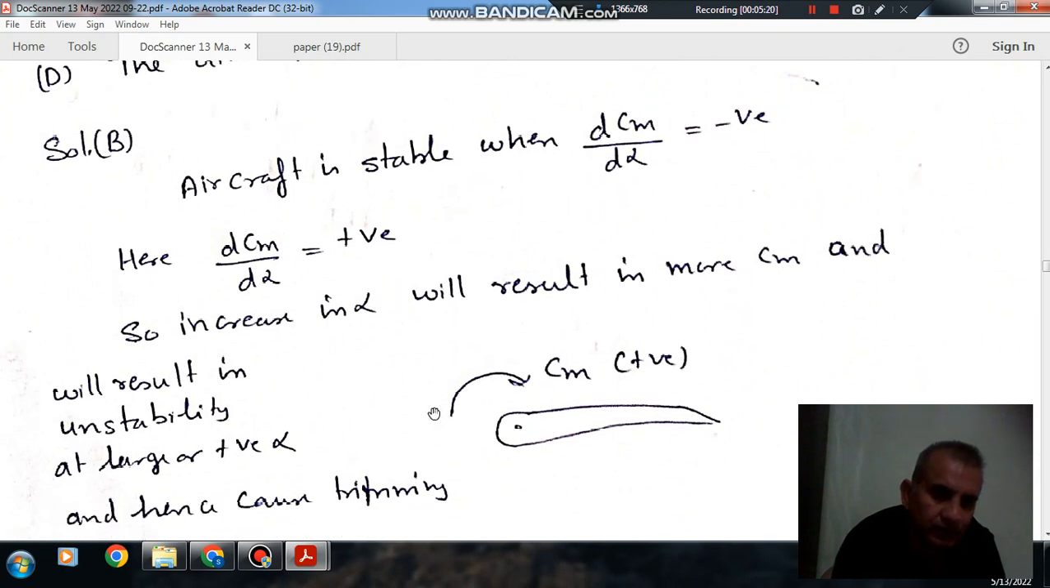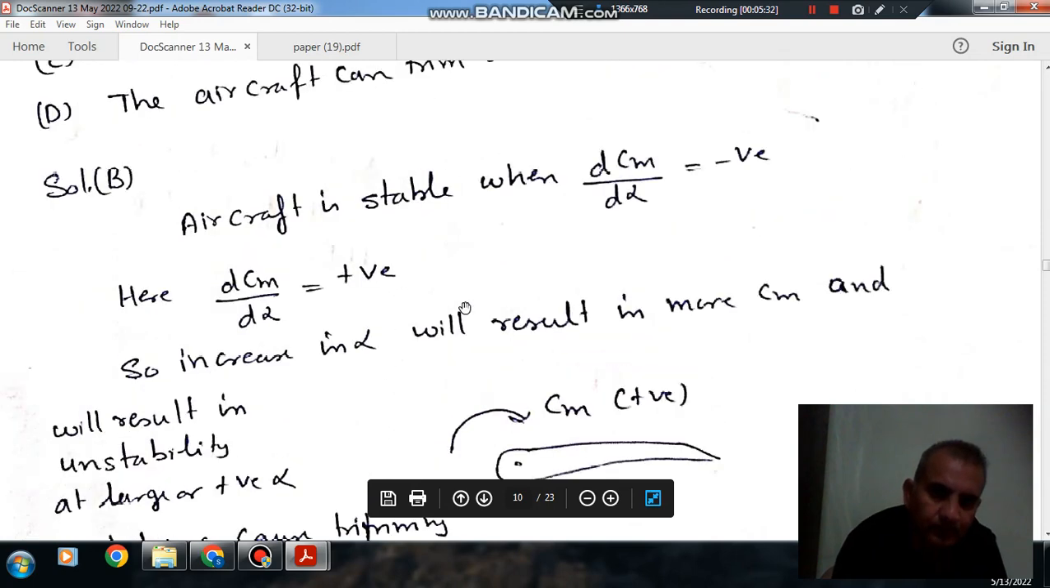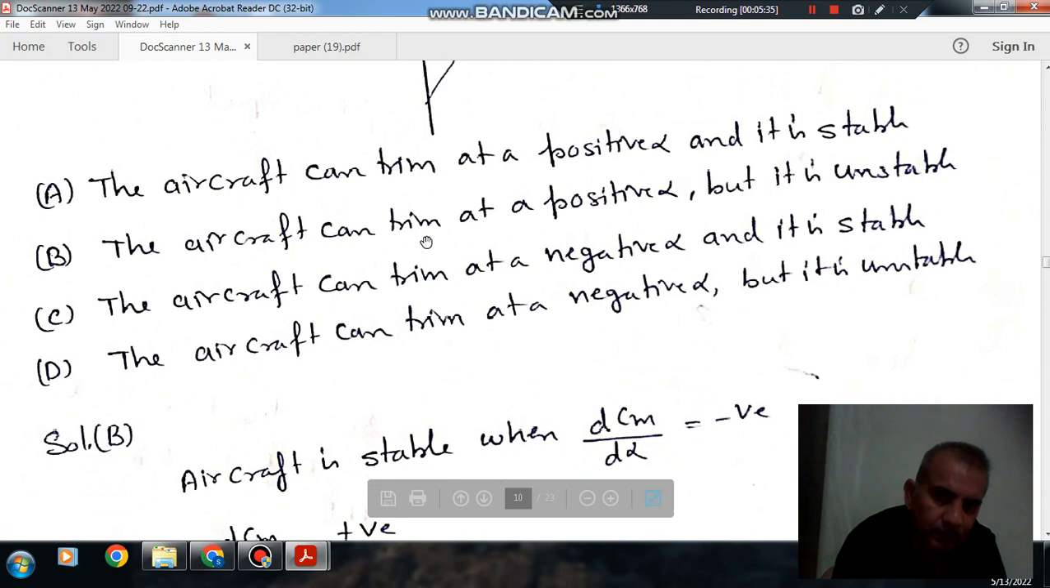Okay. So with the increase in alpha, the Cm is acting in this direction. Cm is also increasing, and alpha is also increasing. So it should decrease. So it will trim at positive alpha.